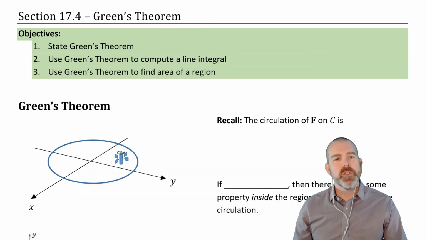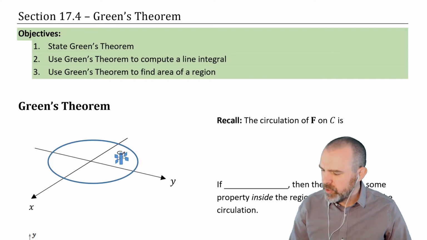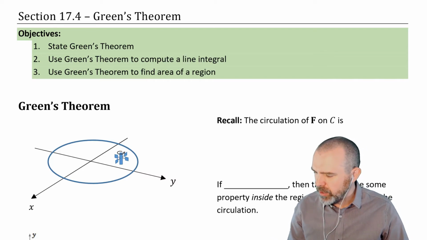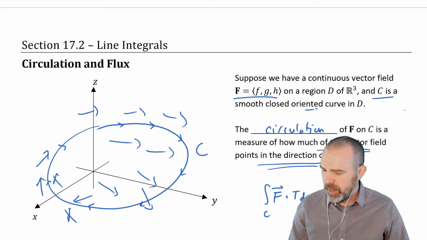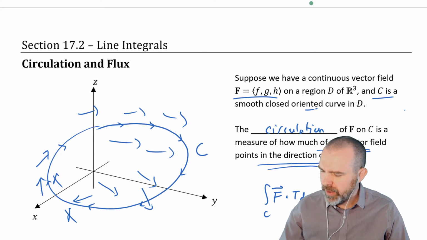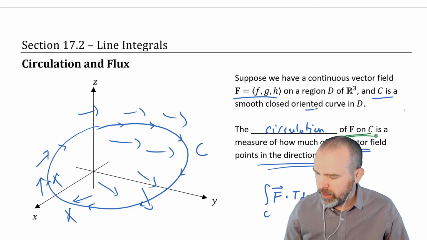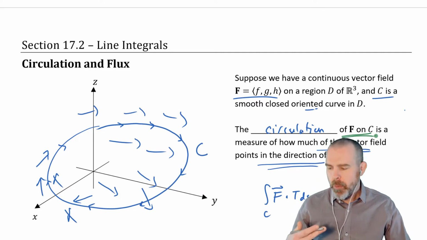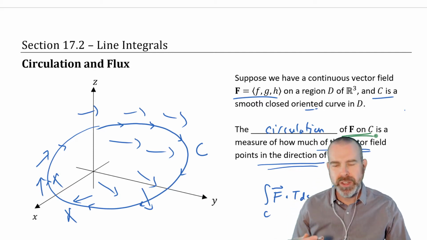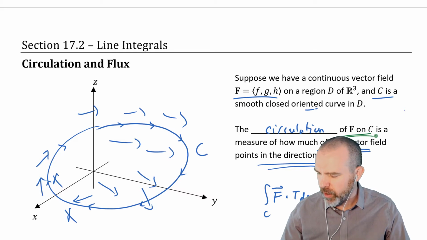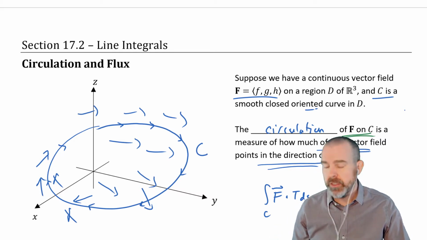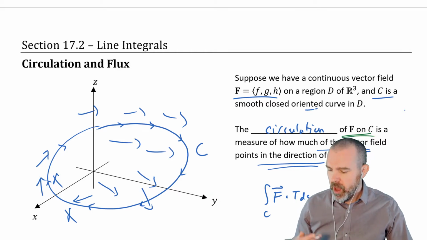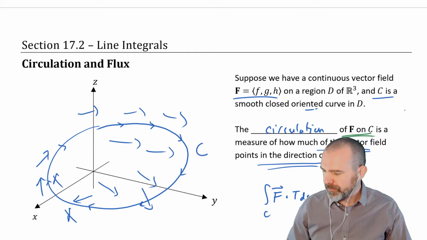So for Green's theorem, first of all, let's recall back to section 17.2, we had this definition of the circulation. And the circulation of a field was simply a measure of how much of the vector field points in the direction of a curve. And that simply was the line integral. The line integral of the vector field, the dot product with dr, that gives you the circulation.